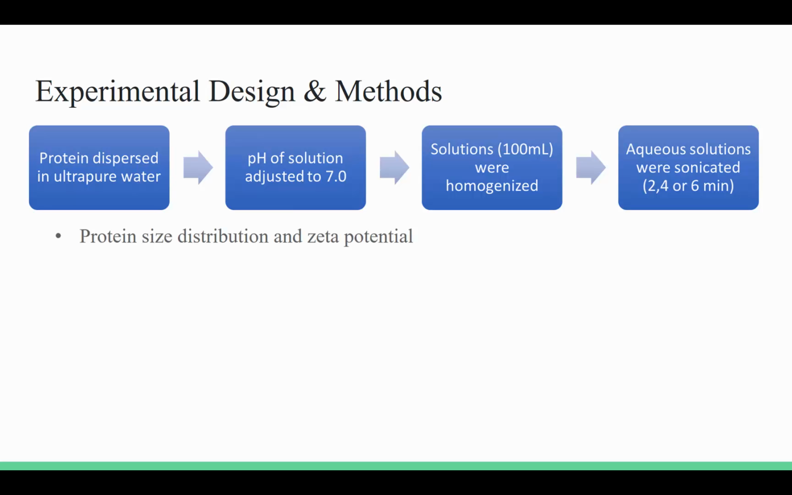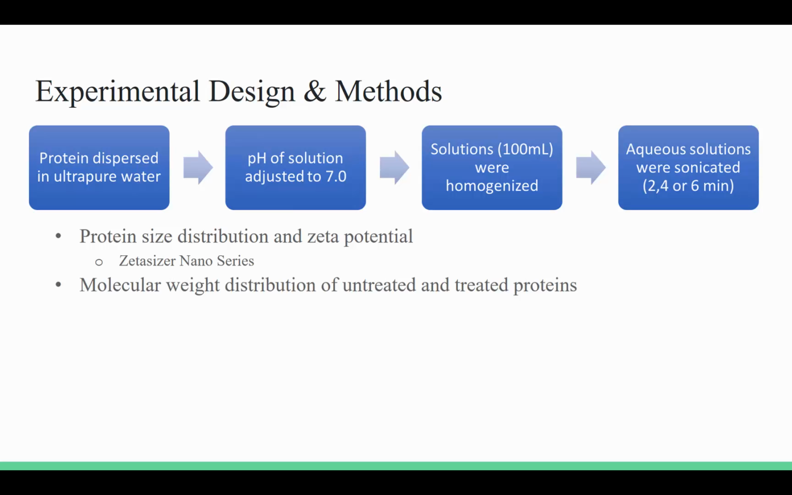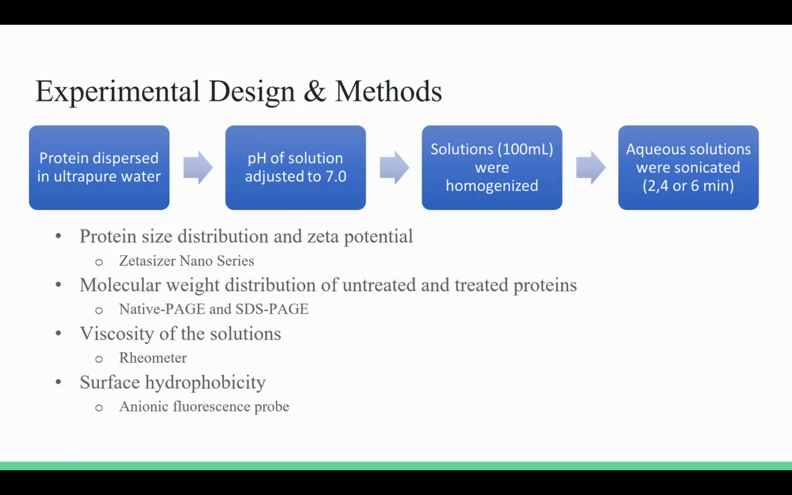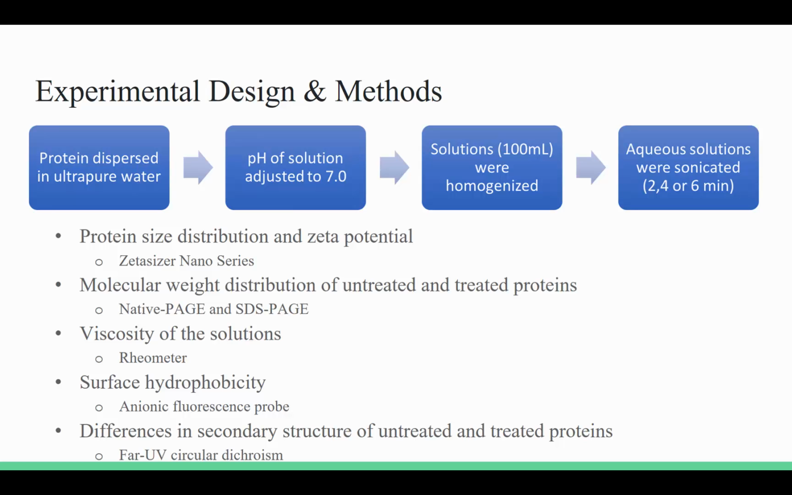After they did this, they looked at the protein size distribution and zeta potential using the Zetasizer Nano Series, molecular weight distribution of the treated and untreated proteins using native PAGE and SDS PAGE, viscosity using the rheometer, surface hydrophobicity using the anionic fluorescence probe, and then the differences in the secondary structure using far-UV circular dichroism.